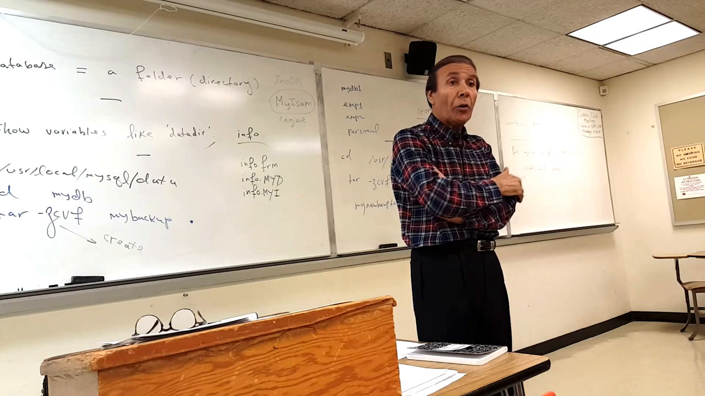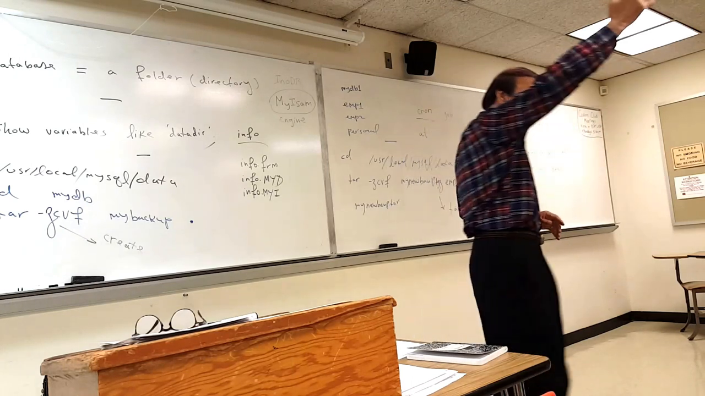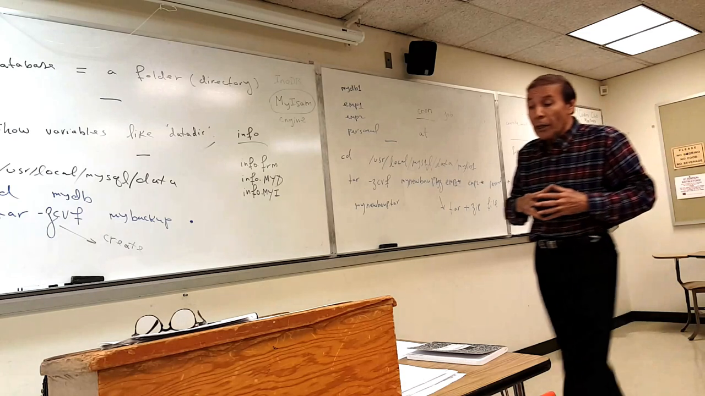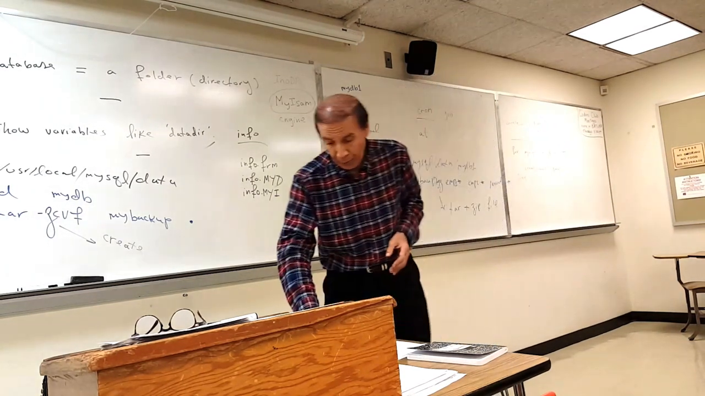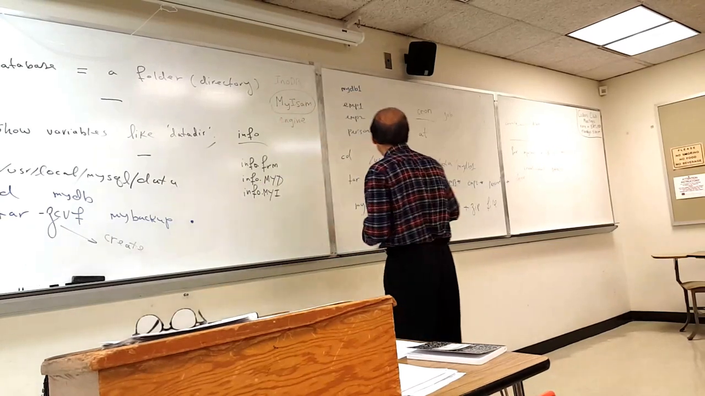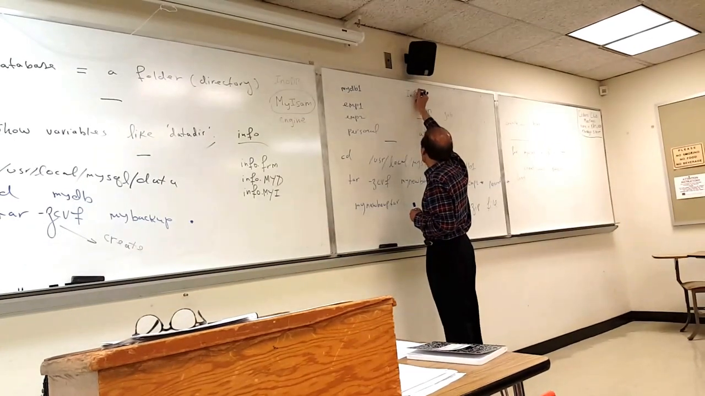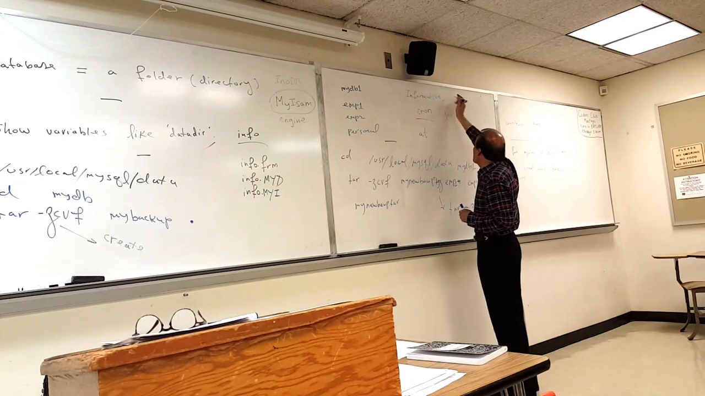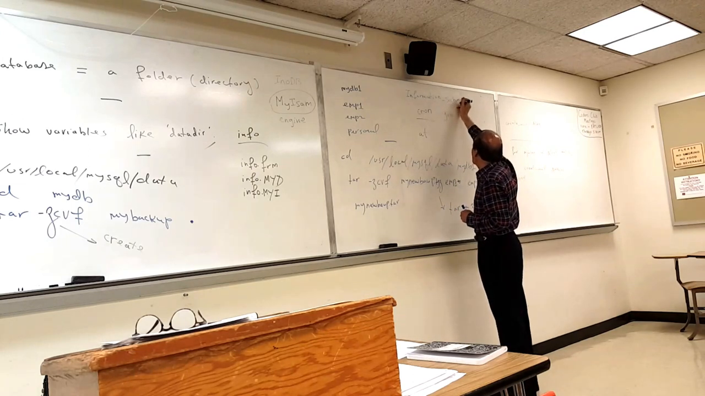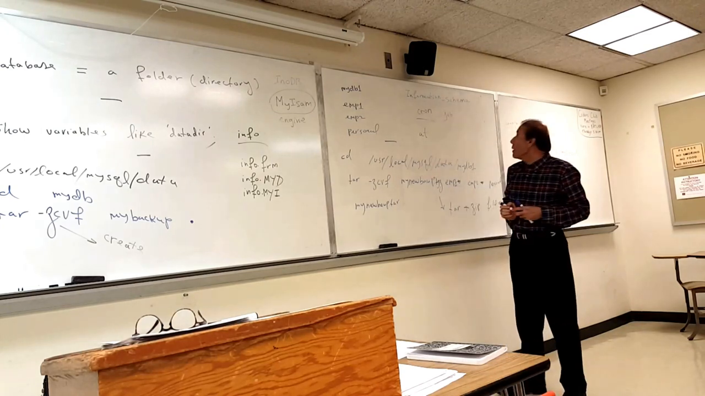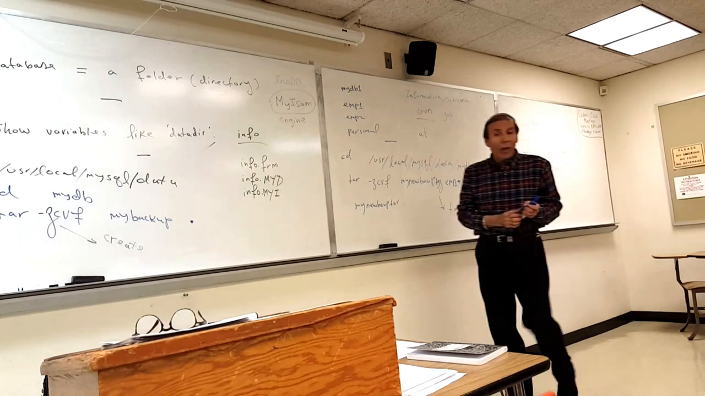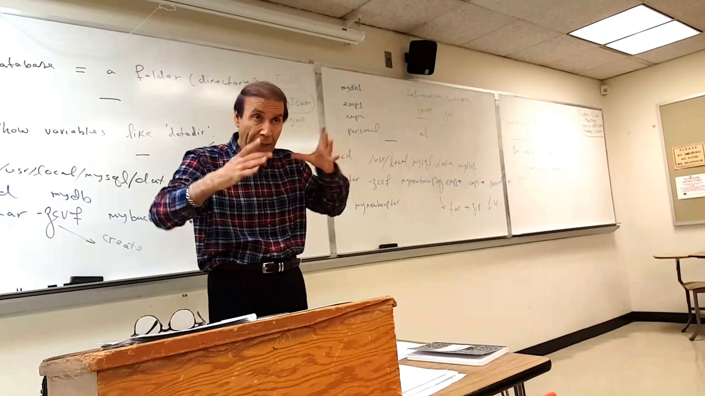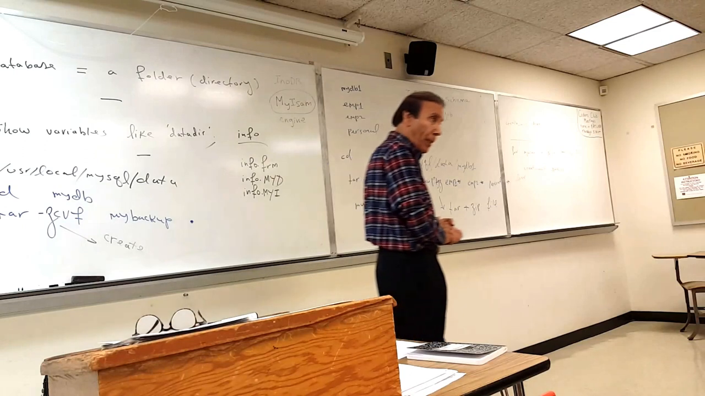One is called the mysql database, which has a bunch of important tables, the user table and stuff like that. The other one is called information_schema. Information schema is a very interesting database. It's the name of a database.